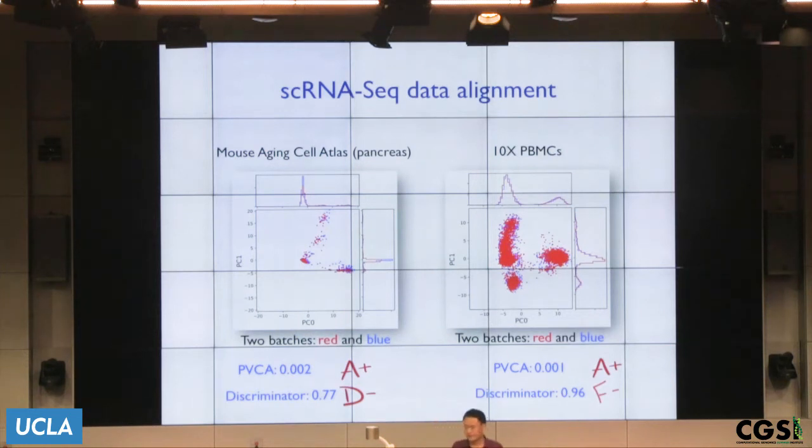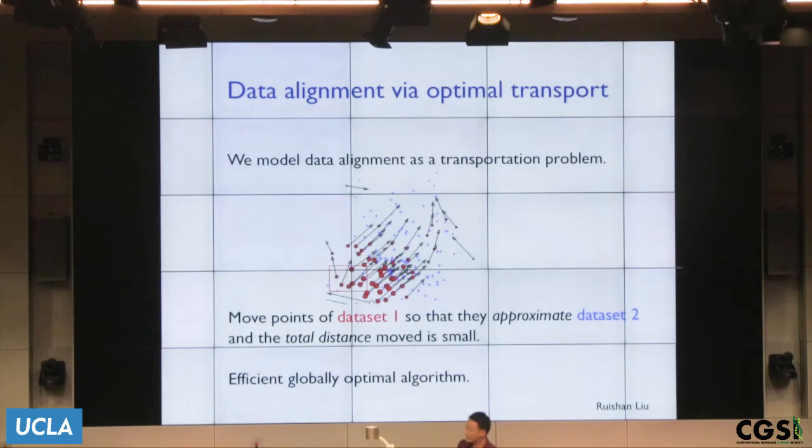Right? Which is problematic, because if you actually look at the papers that people publish, they always just show you the t-SNE plots or the PCA plots to show you that the data looks reasonable. Right? Okay, so that's the motivation.